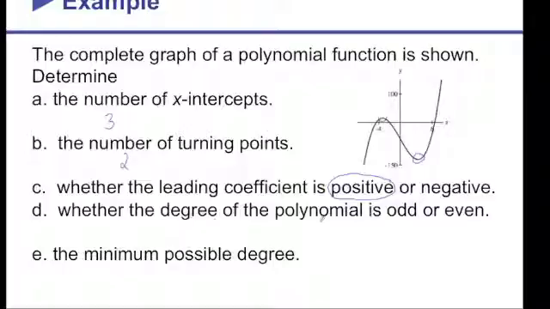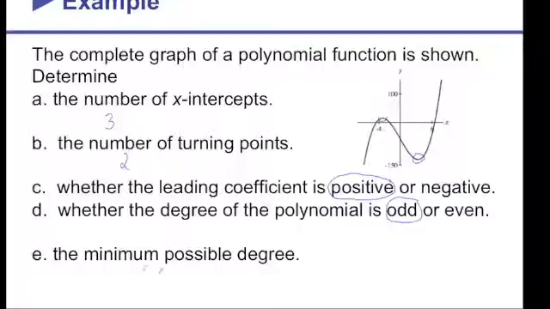What is the degree of this polynomial function, odd or even? Remember, even functions, both up or both down. Odd functions, one up, one down. So this being one end up, one end down, this must be odd.